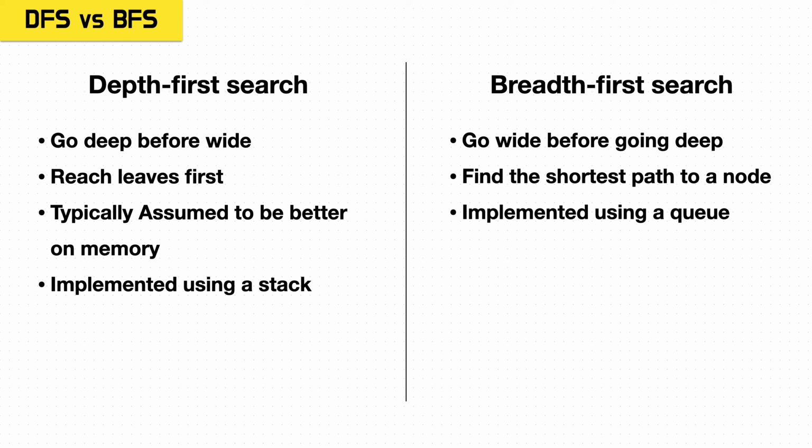With breadth-first search, we go wide. We use breadth-first search when we want to find the shortest path to a node. And we implement it using queues. In tree interview questions, depth-first search is very often what we use. It is actually somewhat uncommon to use breadth-first search with trees, and it's more used in graphs.